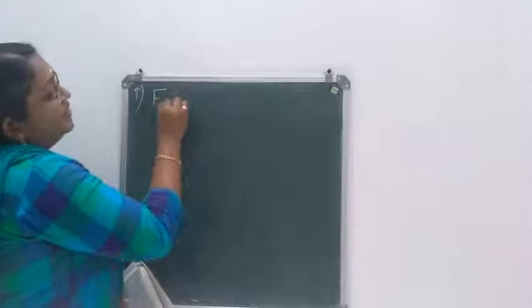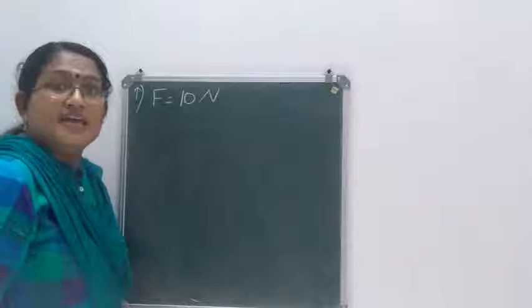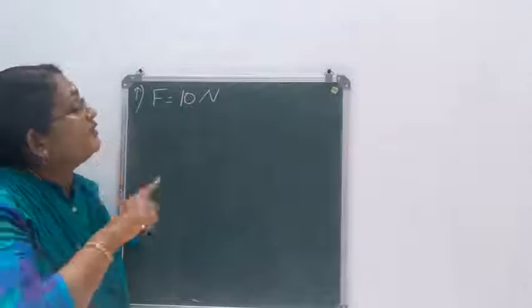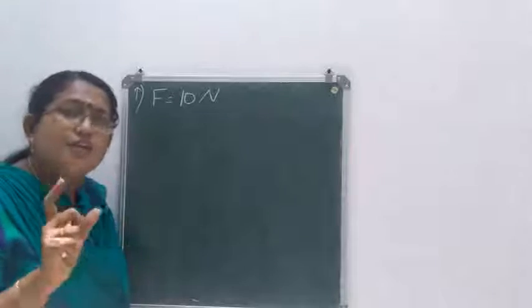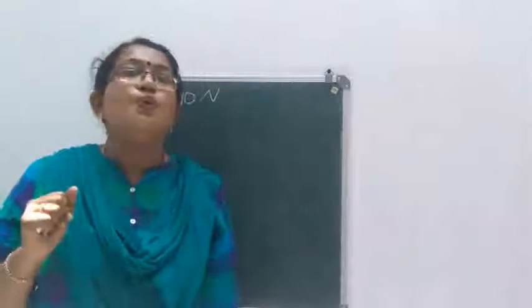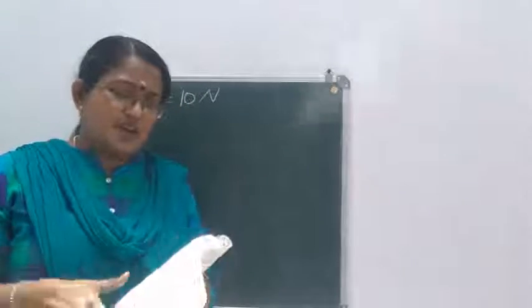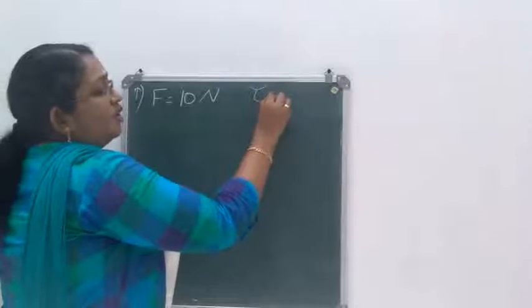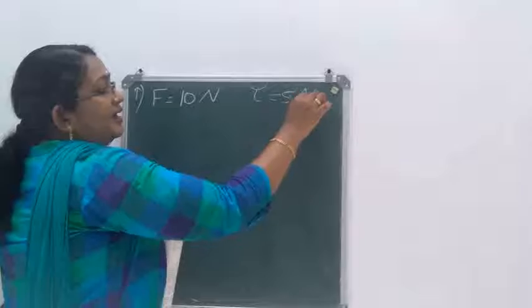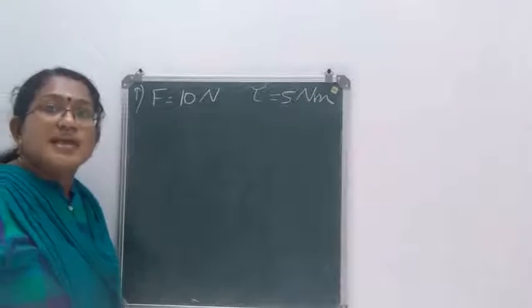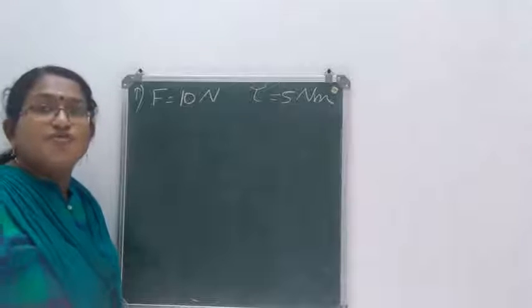Since it is written as 10 Newton, what will be the quantity? That will be force. Okay. Even though it is written as moment of force is 10 Newton, it is not moment of force, it is force. Because 10 Newton, Newton is the unit of force. What is the unit for moment of force? It is Newton meter. So, 5 Newton meter is the moment of force. Torque or moment of force is 5 Newton meter. Okay, so we have force as well as torque or moment of force with us.